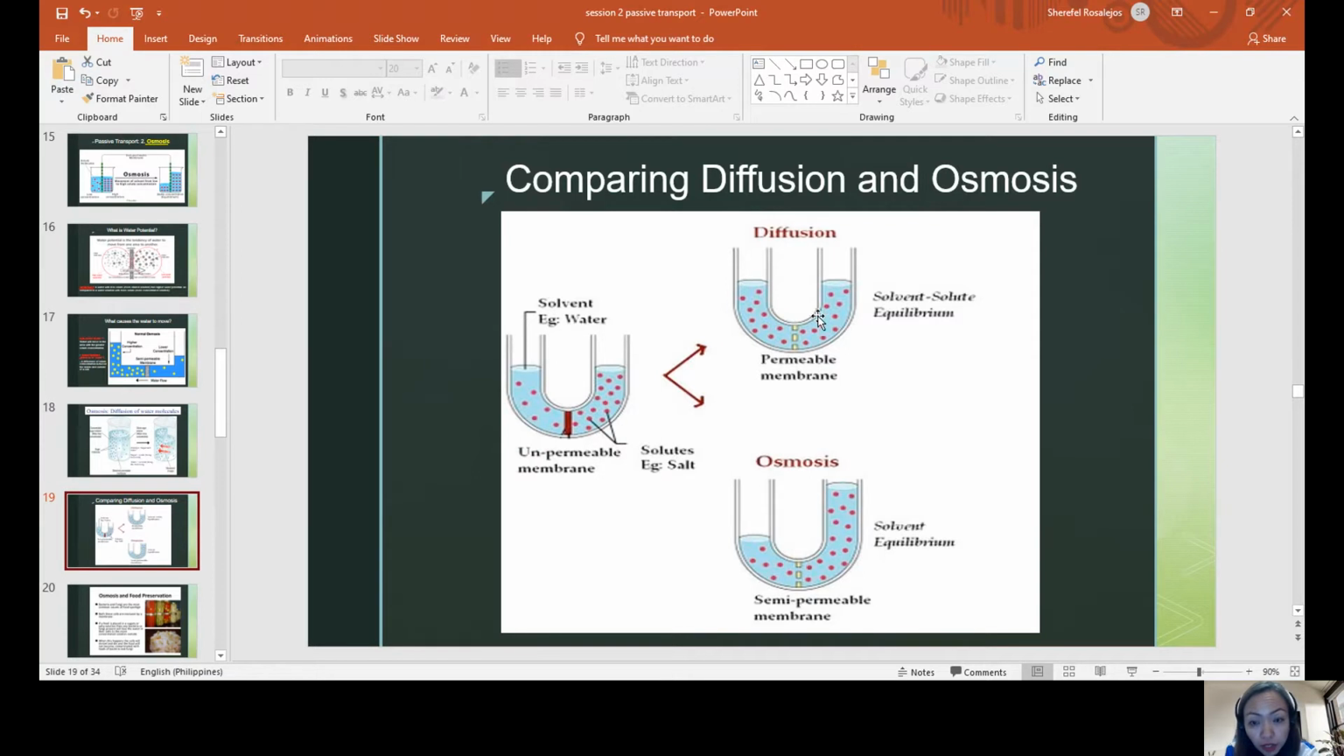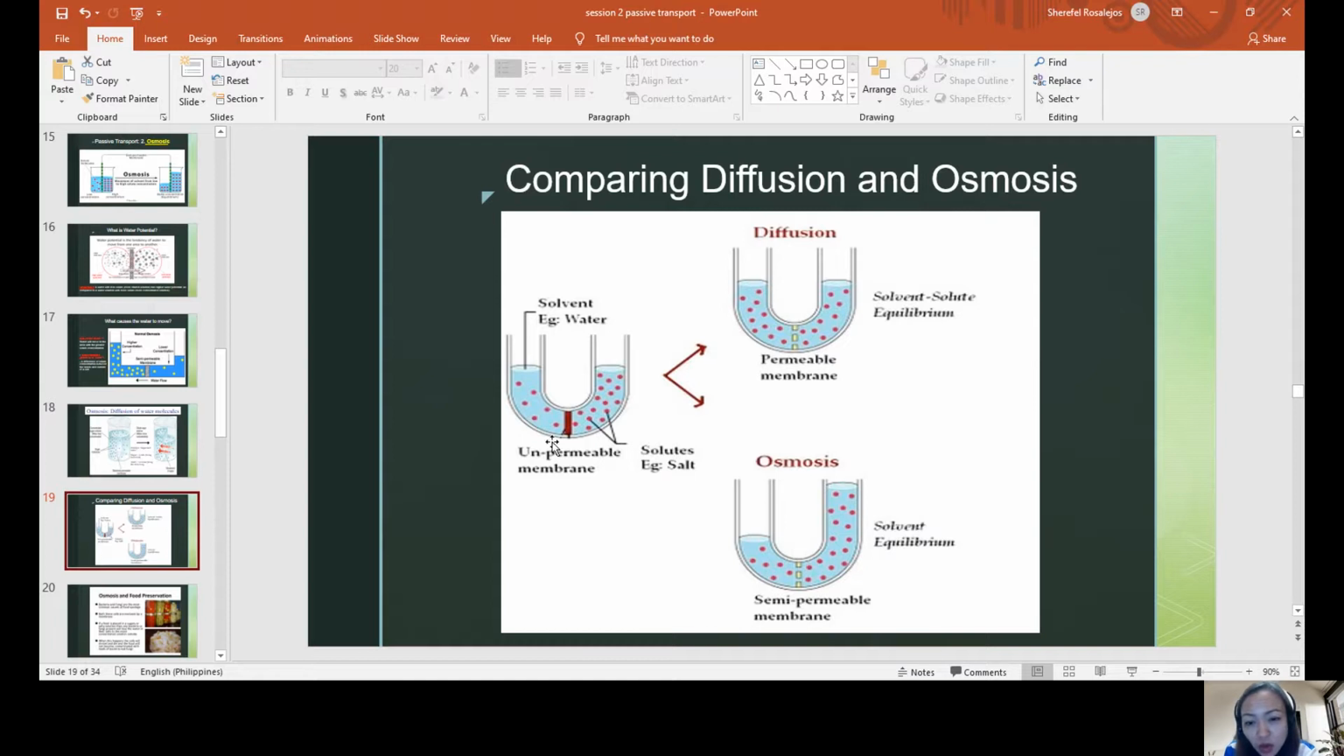But in diffusion, remember that it is not the solvent that will move, but the solute that will move to attain equilibrium. So you can see here after diffusion, there is no change in the water level, but the change is the amount of solute in every region. Because after diffusion, the solutes moved, right? Until it evened out in both regions on the left and on the right.